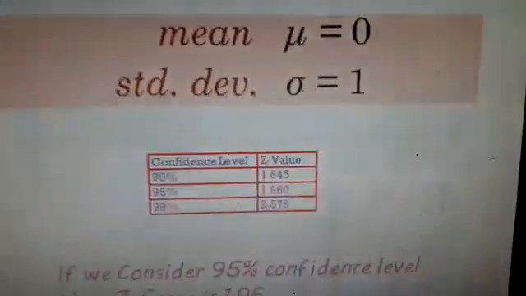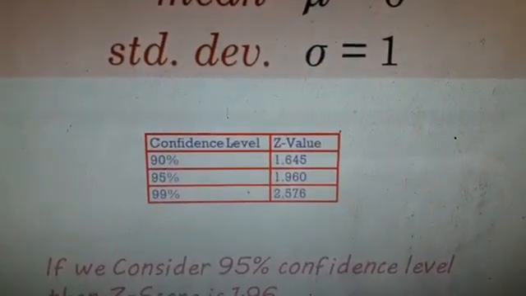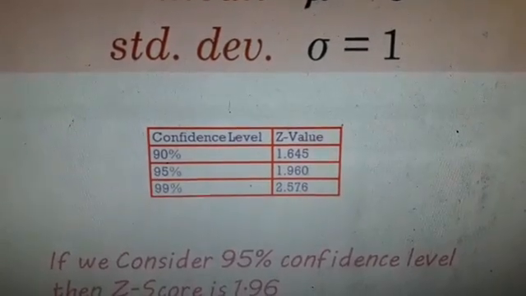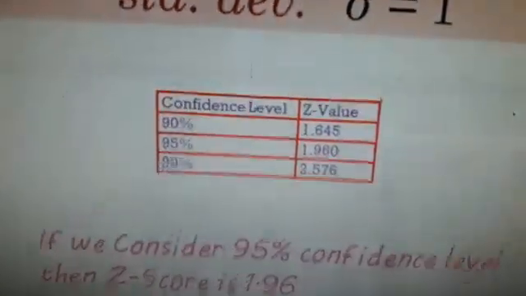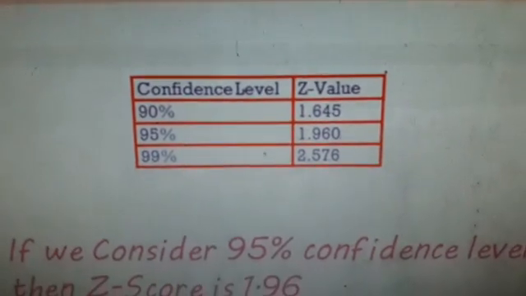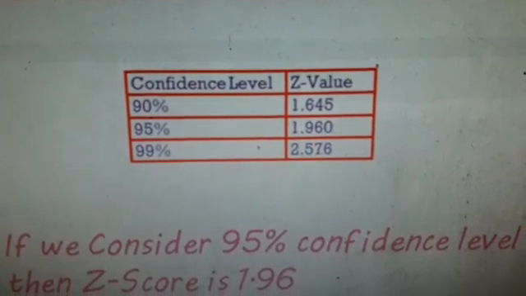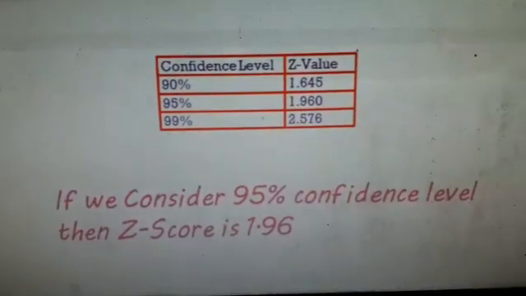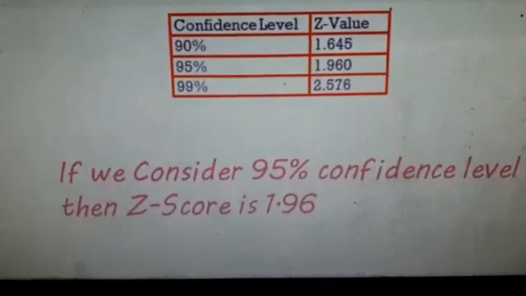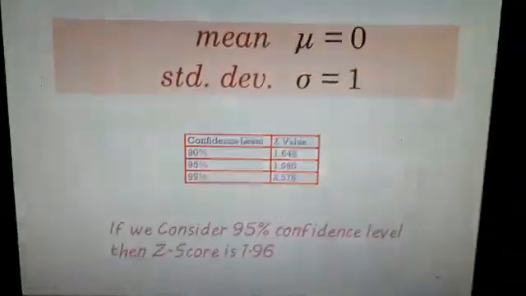For the confidence levels, for 90% it is 1.645, for 95% it is plus or minus 1.96, and for 99% it is 2.576. So if we consider a 95% confidence level, then the Z score is 1.96.